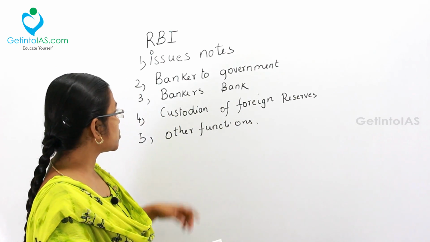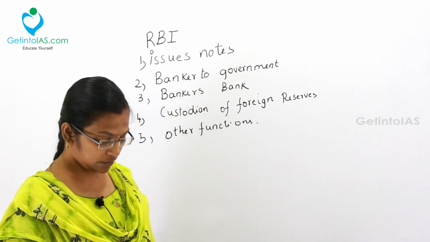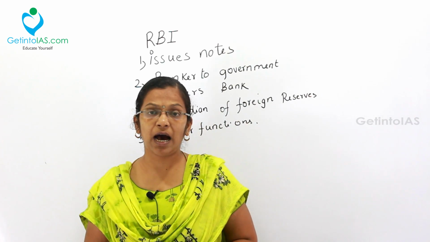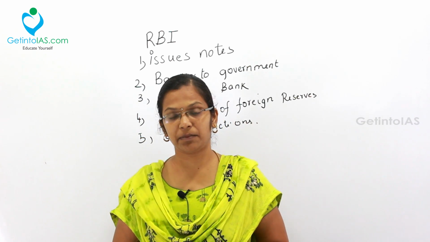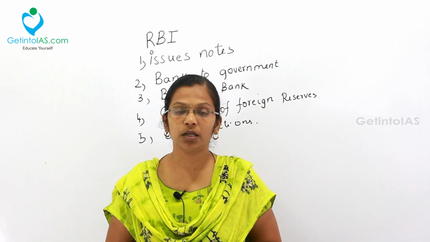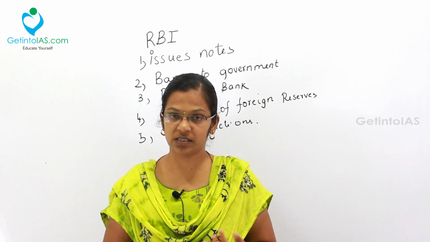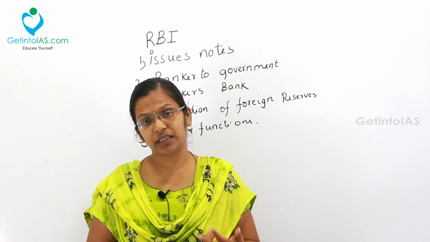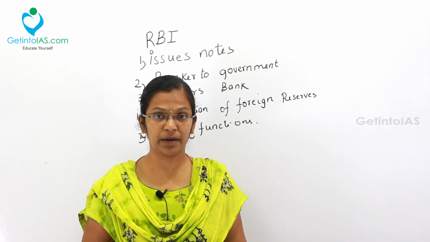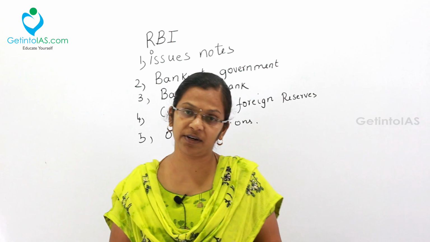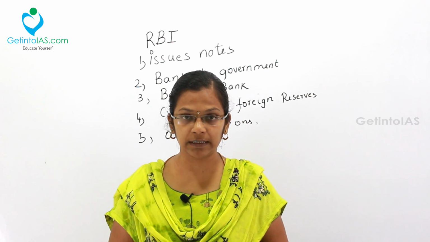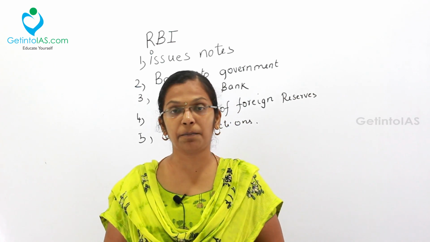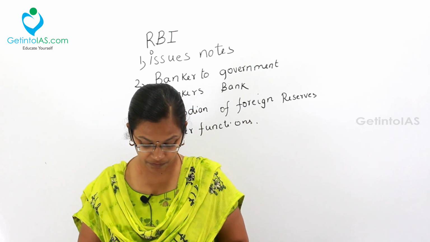What is the second function? It is a banker to the government. See, RBI acts as a banker to the government. What does the bank do? The bank will obviously provide loans, right? So it will get the extra money from the government, right? So all those functions of a banker to the government are performed by RBI.